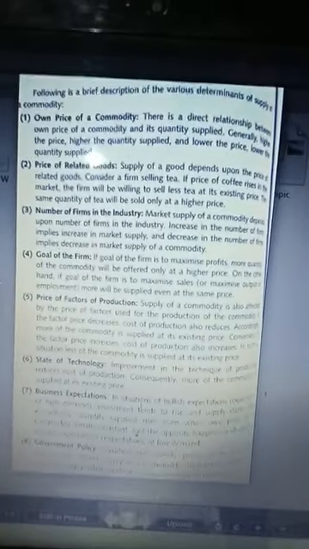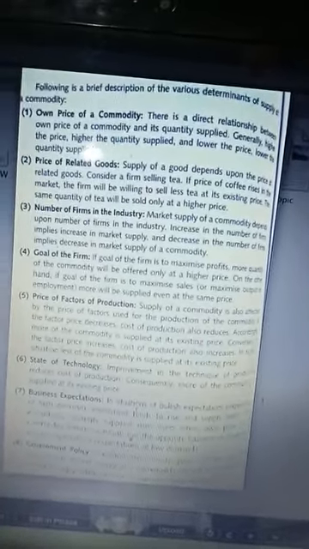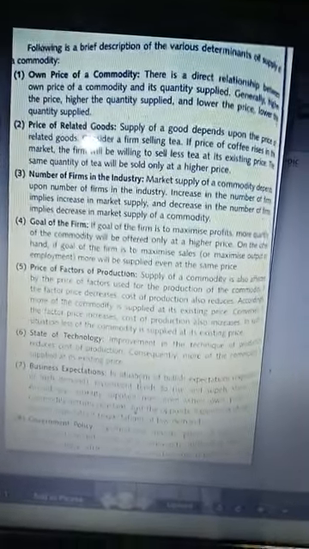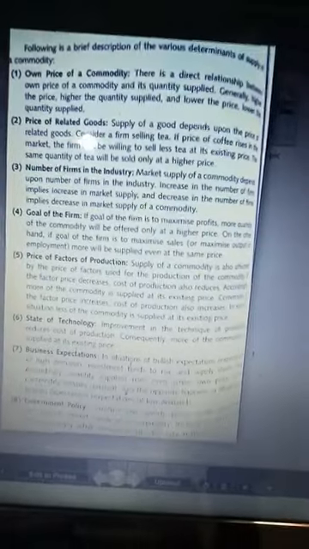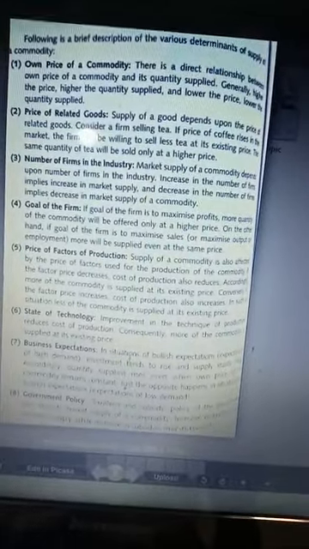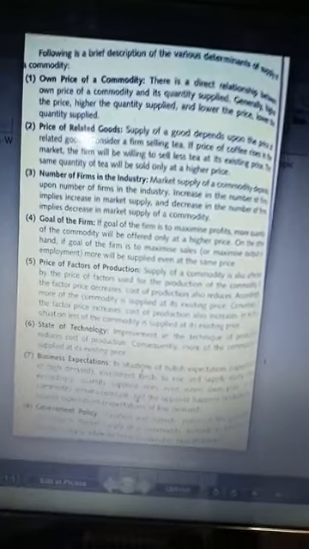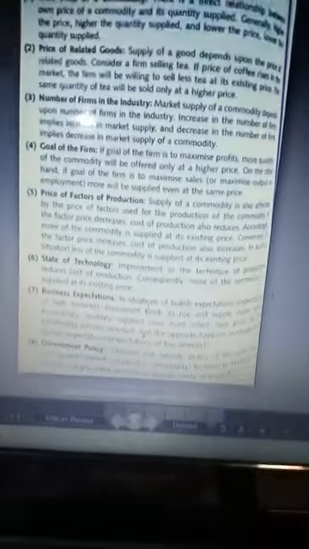These are the other components which are determinants of supply. And now this is the brief description of all these components which I have stated to you. You can check that first is own price of the commodity, then price of related goods, then number of firms in the industry, then goal of the firm, then price of factors of production, then state of technology, then business expectations, and then government policy.